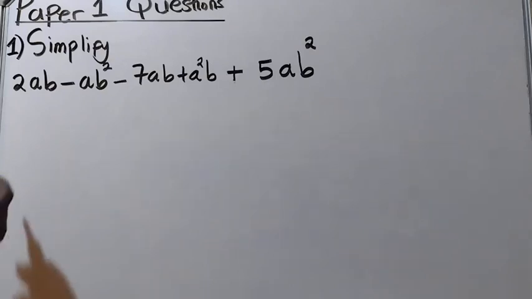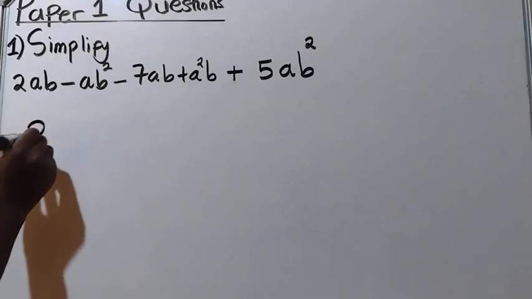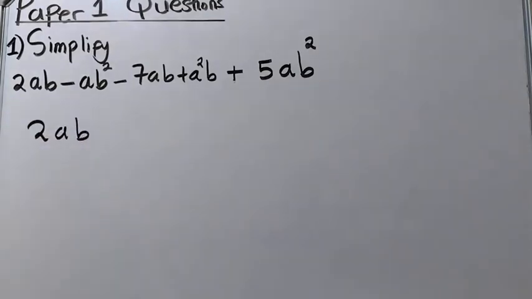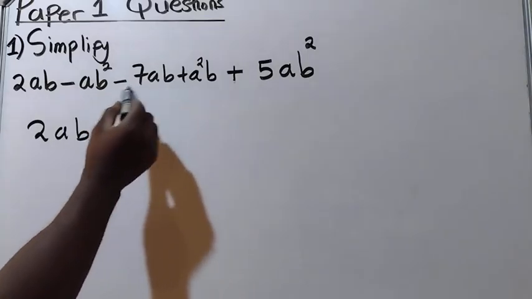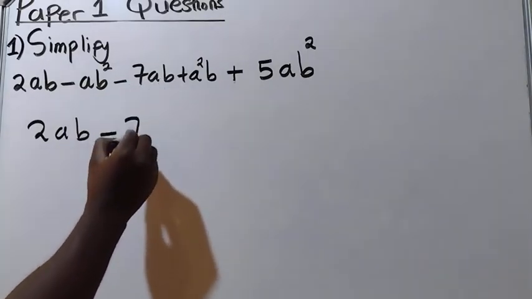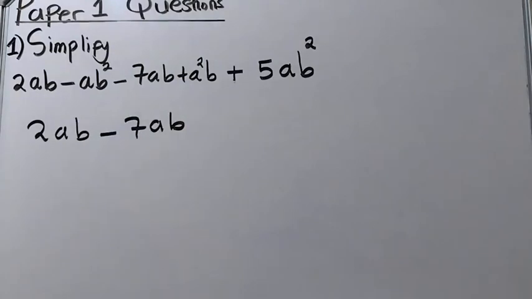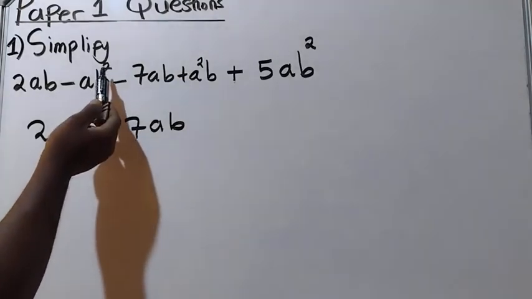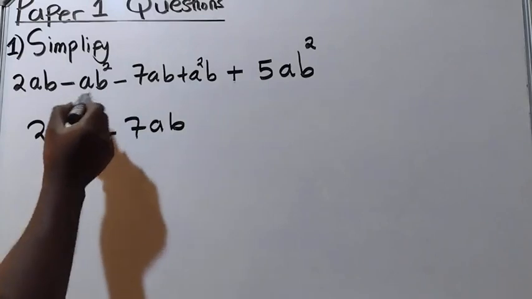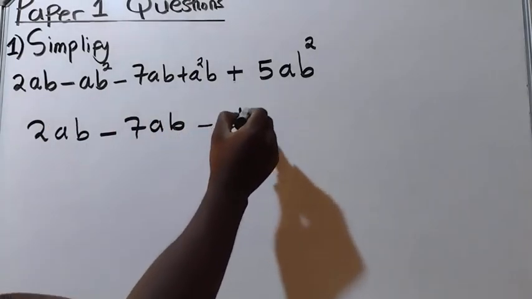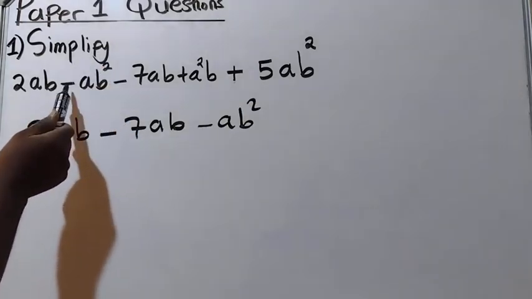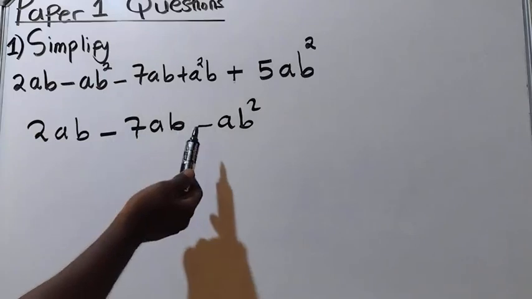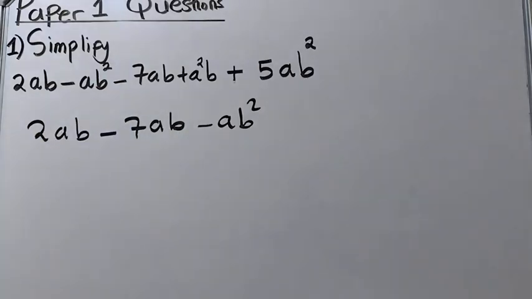So when you look at 2ab, this one is not squared, so you write 2ab, we start regrouping them. So let's look for another term where we have ab and they are not squared. You can see we've got negative 7ab right here. So you write minus 7ab, alright? After you're done, come to ab squared, okay? So you write minus ab squared. So remember, take it with the sign that it's having. So it's negative ab squared. That's why I've written there, negative ab squared.